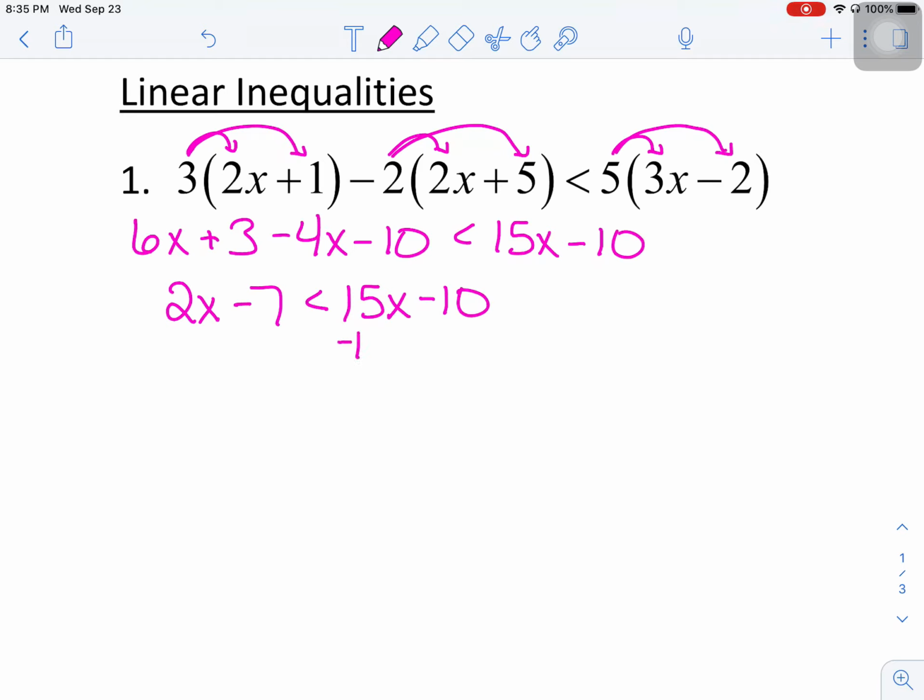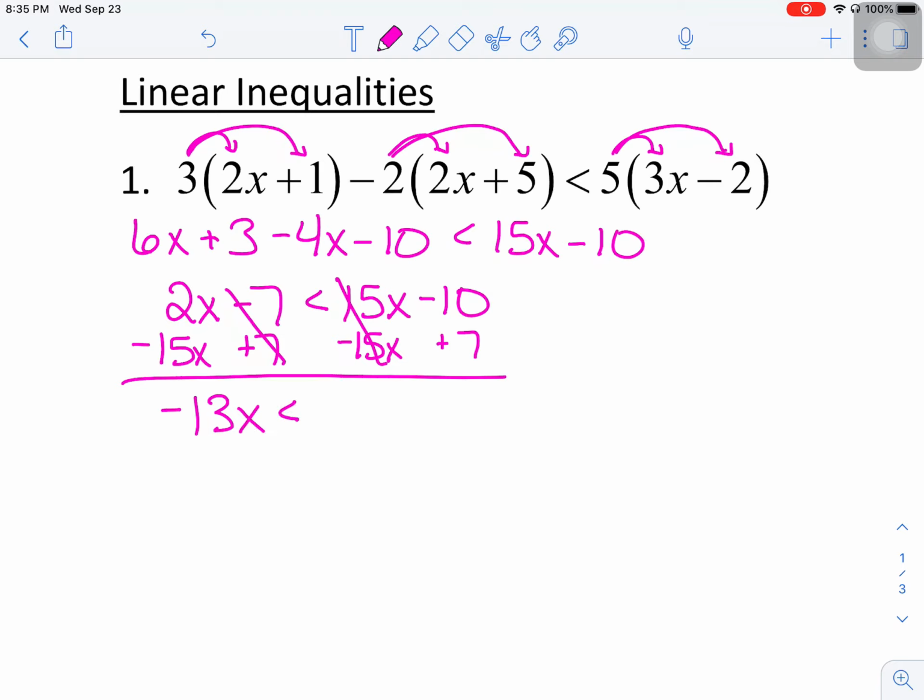So I'm going to go ahead and subtract 15x from both sides. And as I'm subtracting 15x, I'm also going to add 7 to both sides. So 15x minus 15x cancels. Negative 7 plus 7 cancels. I've got negative, what would that be? 13x is less than negative 3.